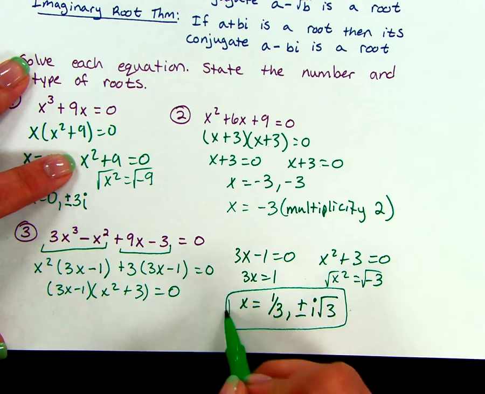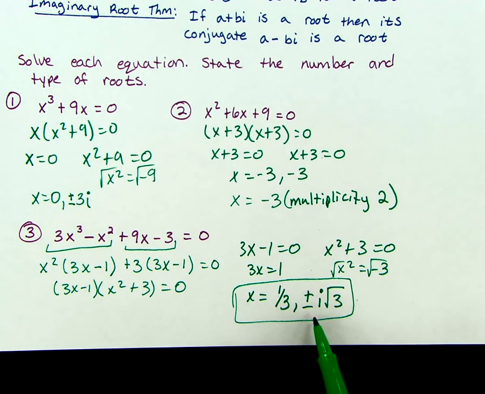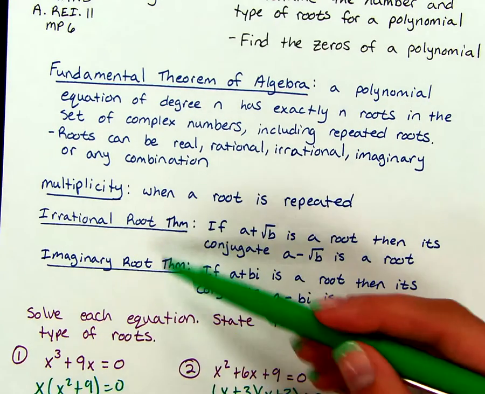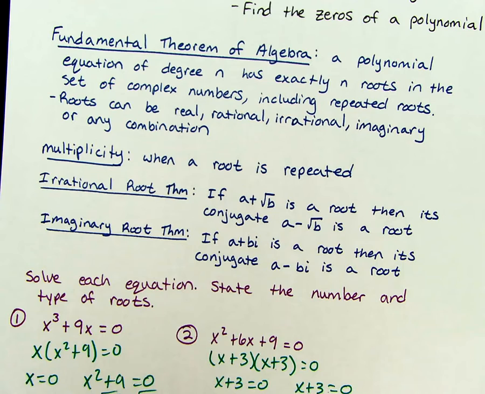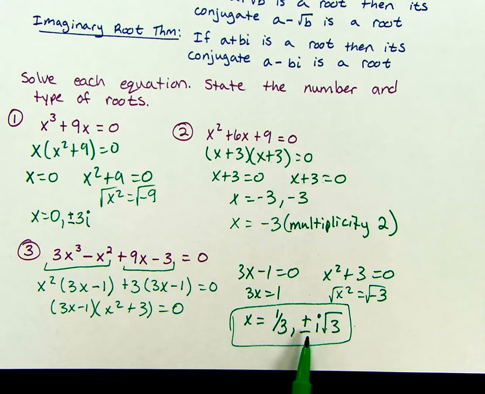So these are the final 3 answers. 1/3 is 1 answer, and then the plus minus represents 2 answers. And again, we're demonstrating the imaginary and irrational root theorems because we have both a positive radical and a negative radical. Those always come in pairs, so one positive, one negative.